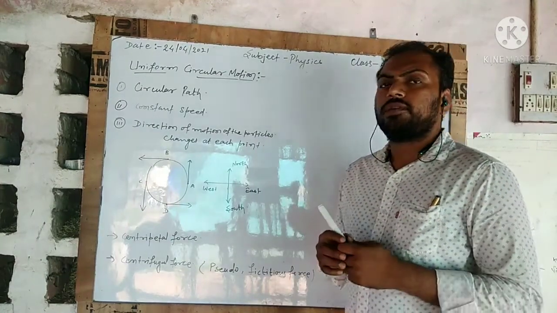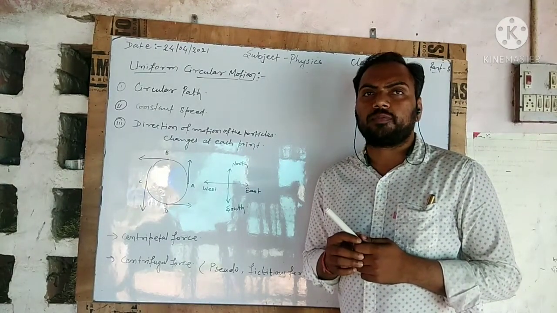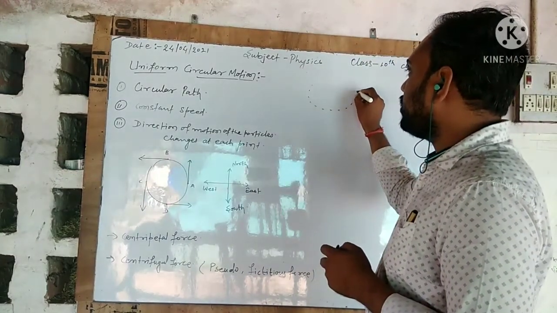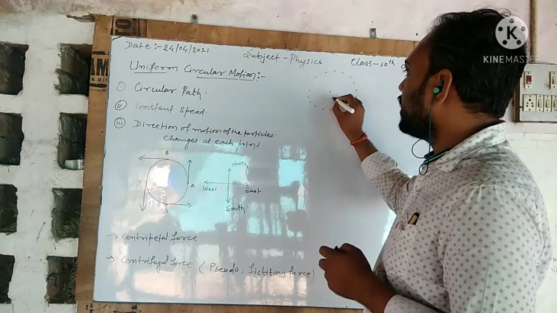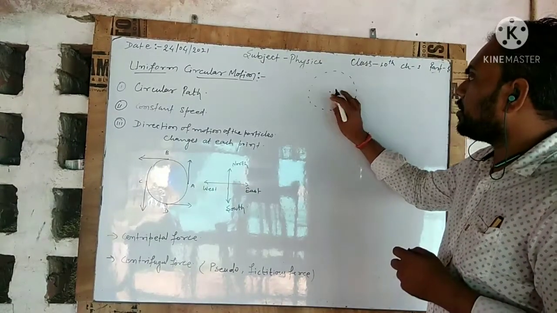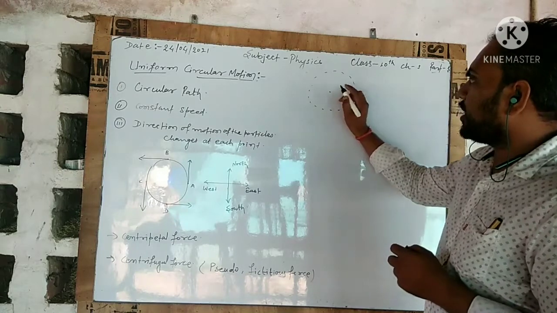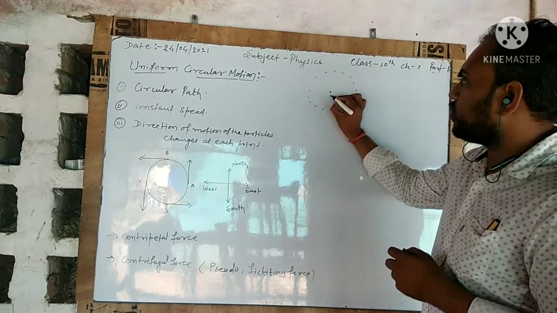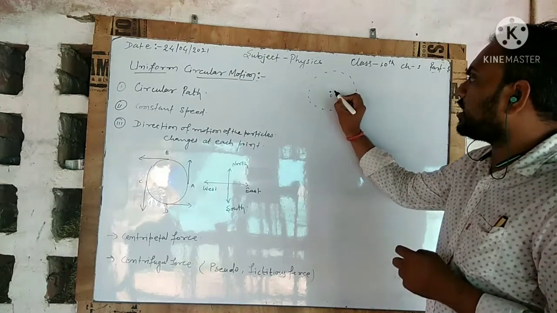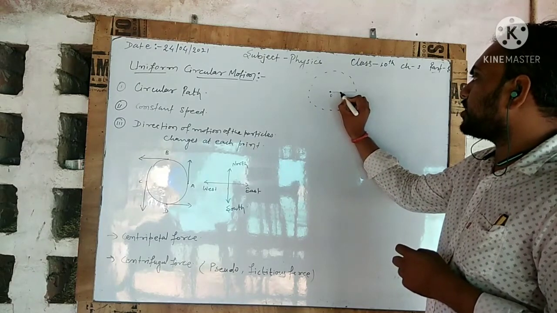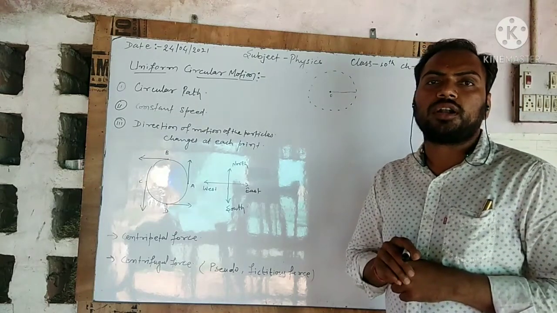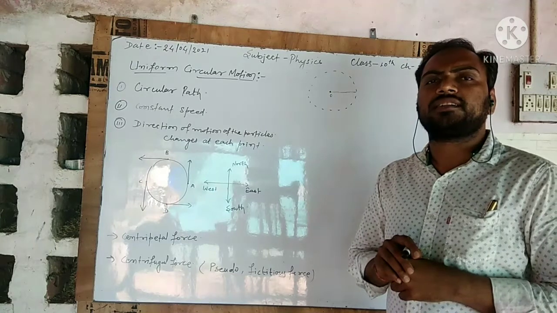Okay, come to the point. First of all, understand what a circular path is. A collection of infinite points around a fixed point in a plane. Let's say this board is a plane and there is a fixed point, that is O, and a collection of infinite points around this fixed point at a fixed distance is called a circular path. It is called a circular path, or you may say that it is a circle.